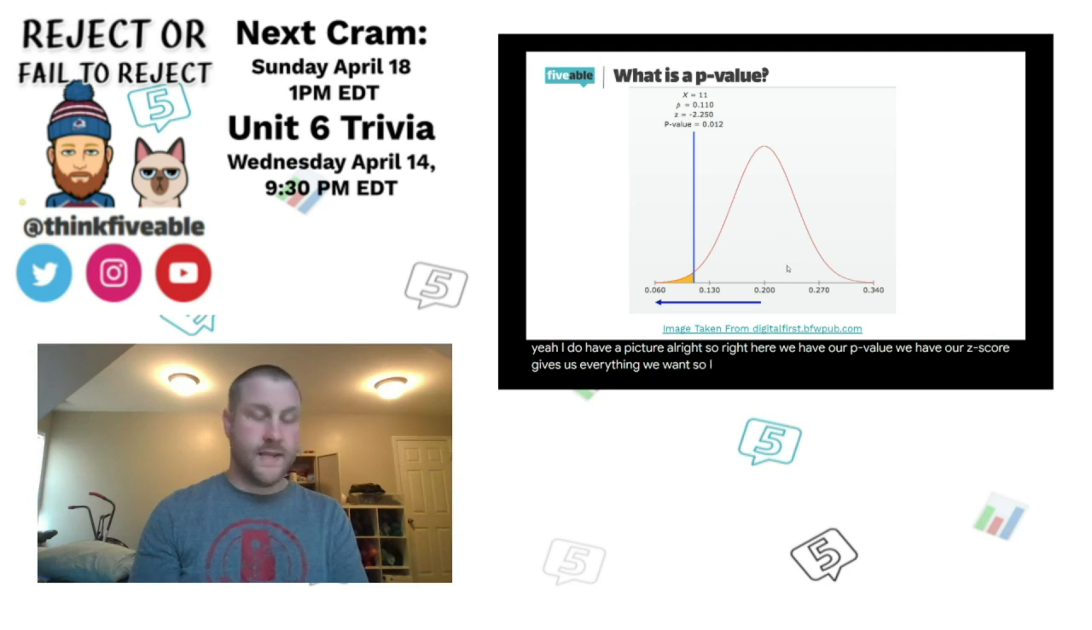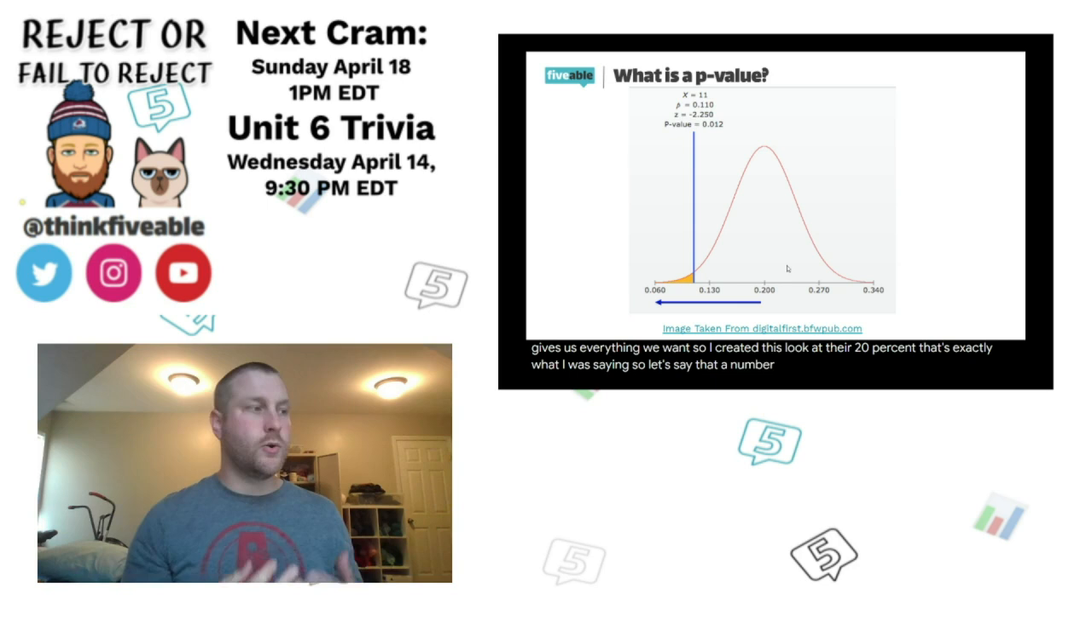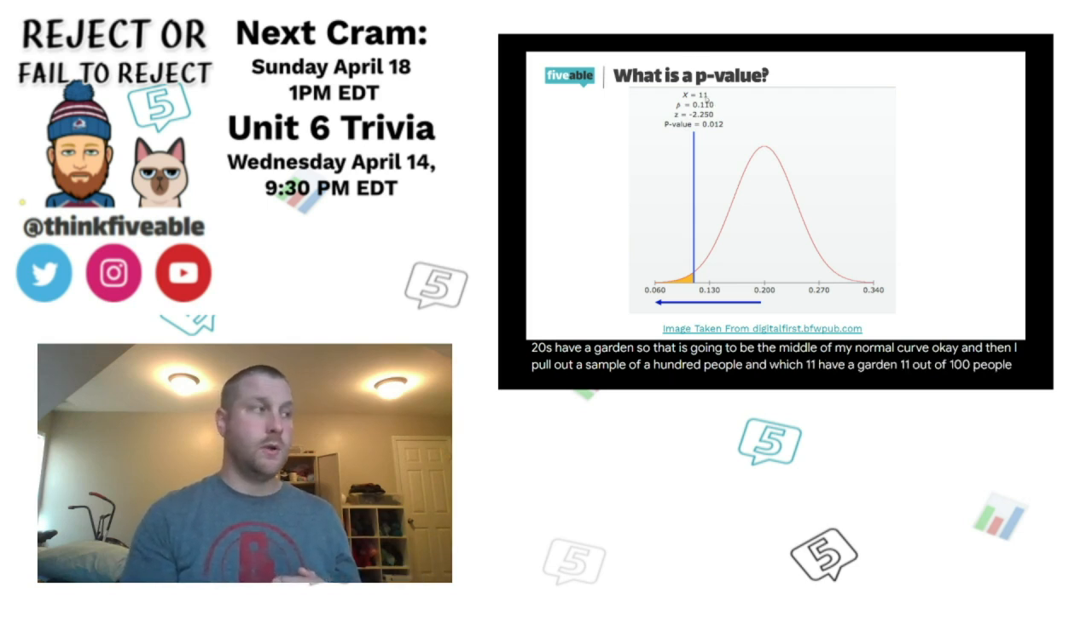So I created this, and look at there, 20%, that's exactly what I was saying. So let's say that an article says that 20% of people in their 20s have a garden. So that is going to be the middle of my normal curve, okay? And then I pull out a sample of 100 people in which 11 have a garden, 11 out of 100 people. All right, so that's 11%. So 11% falls right here on my normal curve.